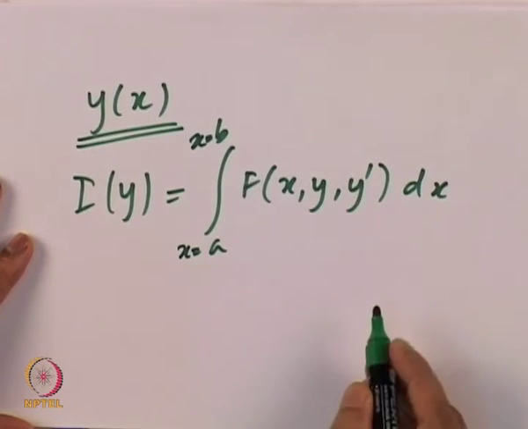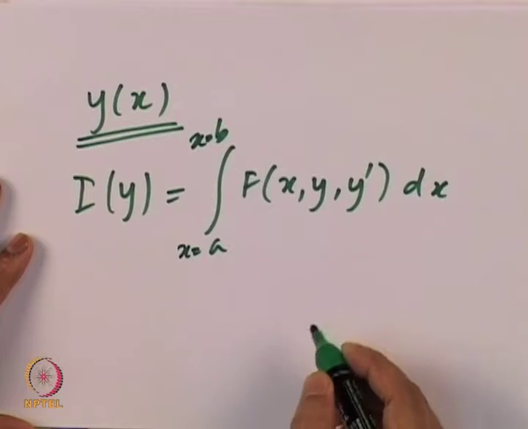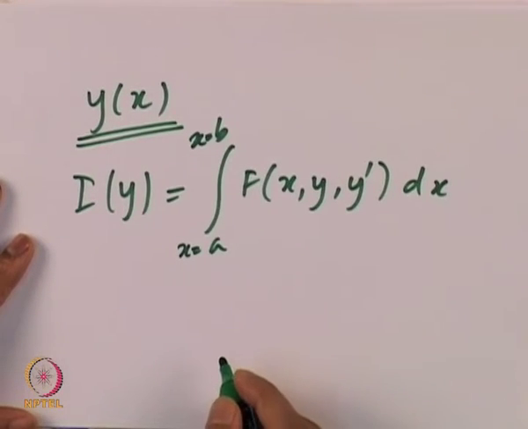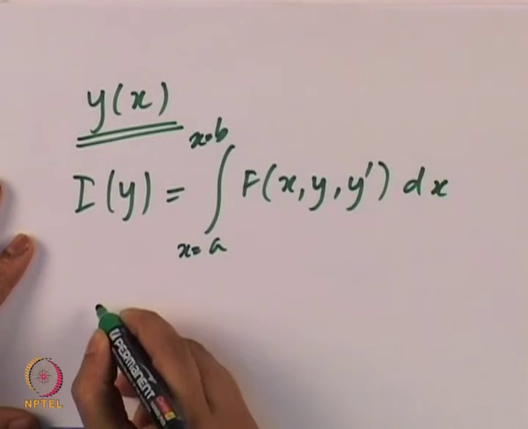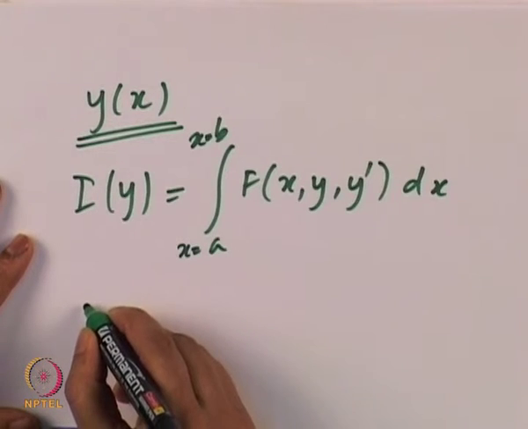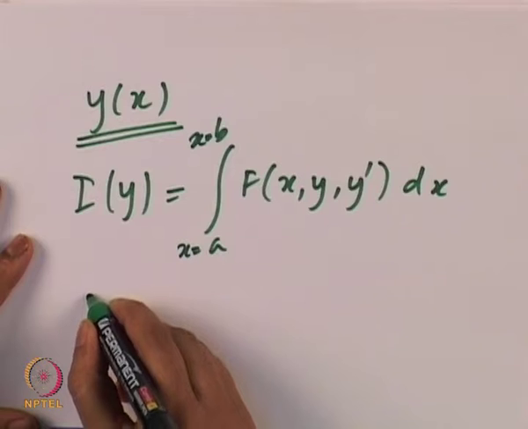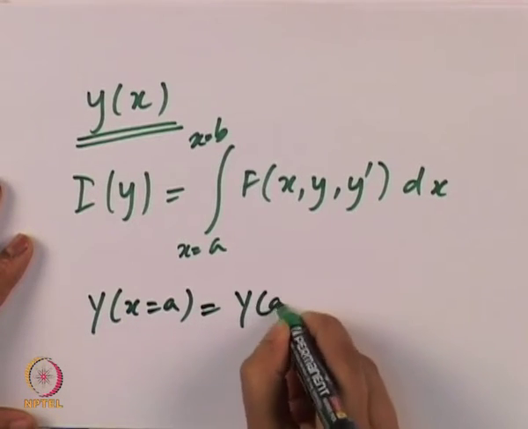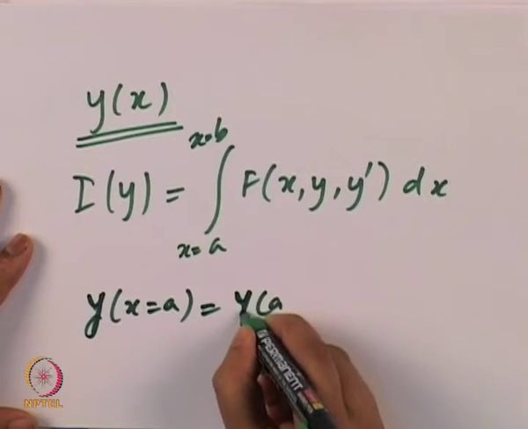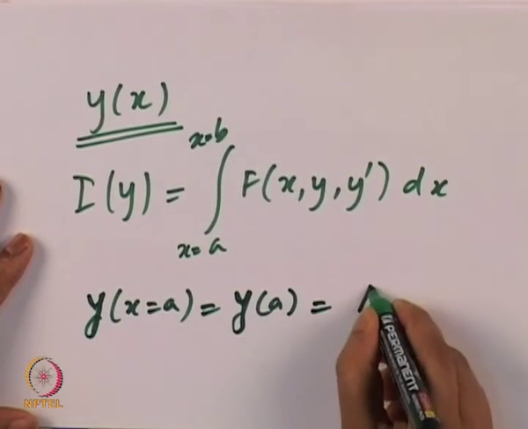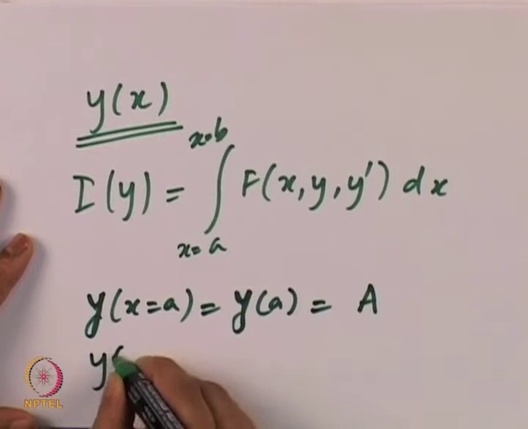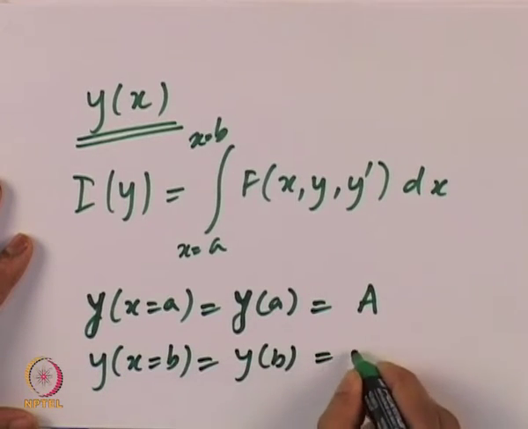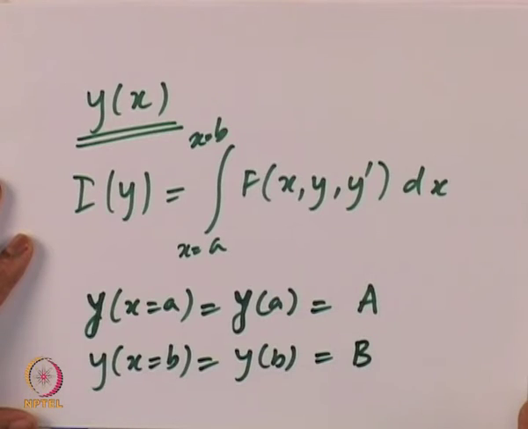For simplicity we consider only a one dimensional problem where the value is going to change from a to b. So here we are subjecting the problem to boundary conditions. The boundary conditions are: y of x equal to a, that is y of a, is equal to a value small a, and y of x equal to b, that is y of b, is equal to some number capital B.